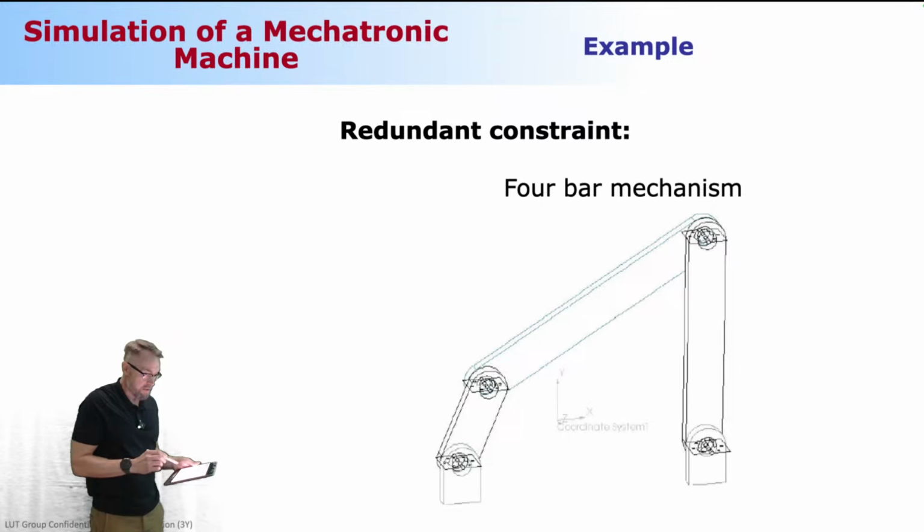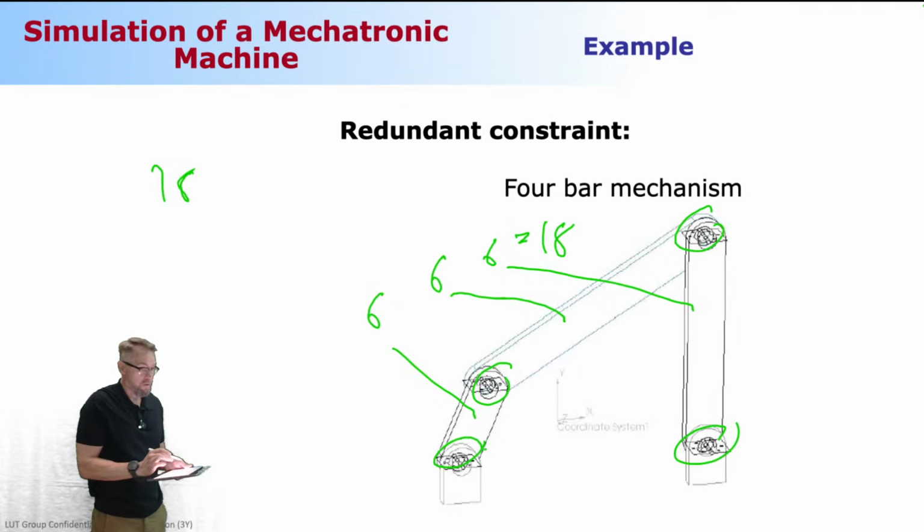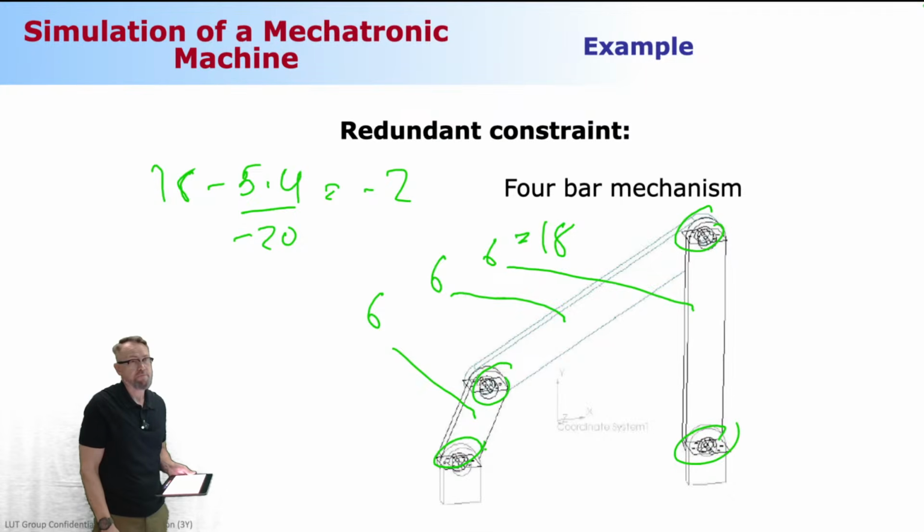All right, let's make another example here. So here's a 4-bar mechanism. So this again, three-dimensional space. This requires 6 generalized coordinates. This is 6, and this is 6. So it's going to be a total of 18 unknowns. Okay, 18 unknowns. I have here 1, 2, 3, 4 revolute joints. Each of them needs 4 constraint equations. That's going to be minus 20. Minus 2. Too many constraints.